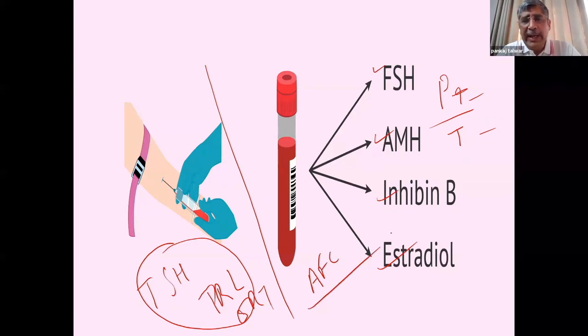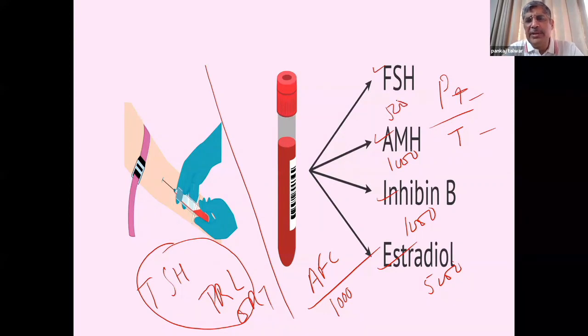Now, why did I pick up this topic? It was not only to talk about testing a person, but to simplify it. Antral follicular count in a good hospital will cost around rupees 1,000. AMH is around rupees 1,000 again. Inhibin B is 1,000 again. Estradiol is around 500, and FSH around 500.